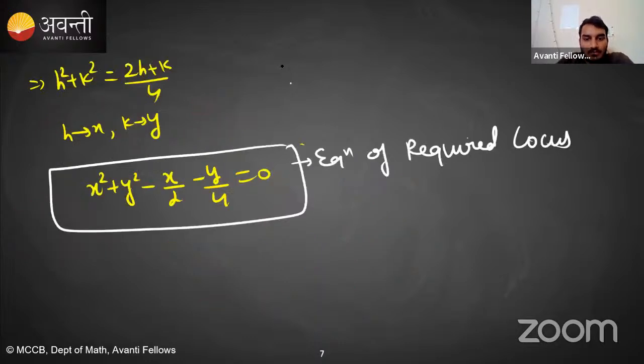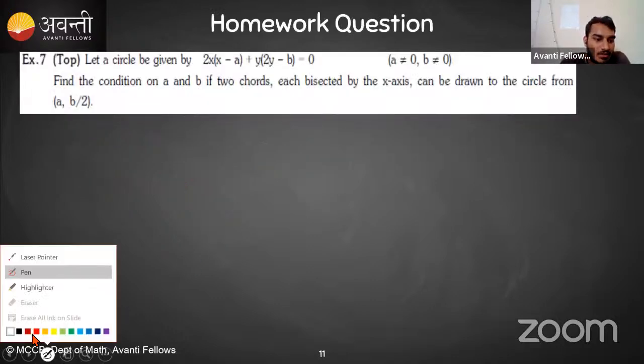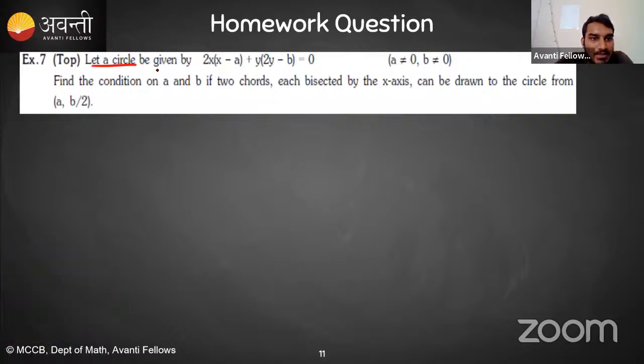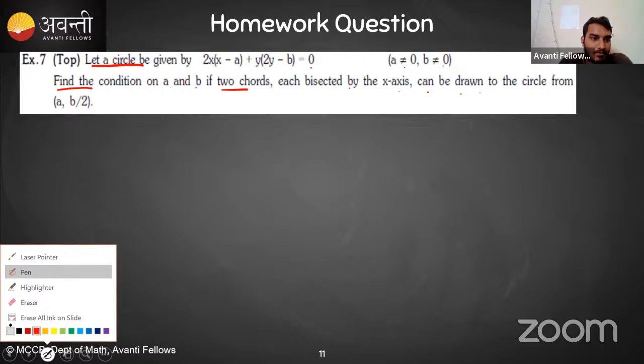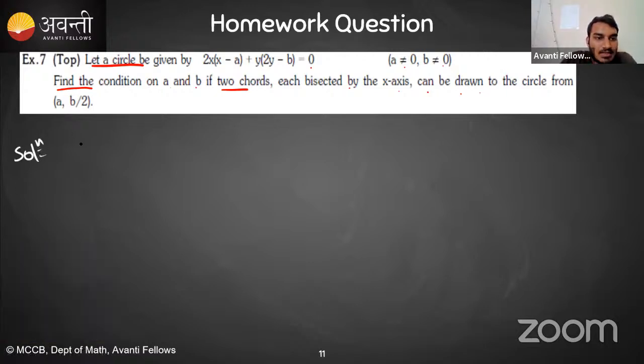So the next question. This question also I gave you in the homework, right? The question was: a circle is given by 2x into x minus a plus y into 2y minus b equal to 0. It is given that a is not equal to 0, b is not equal to 0. Then the question asks us to find the condition on a and b if two chords, each bisected by the x-axis, can be drawn to the circle from the point a, b. So first, what is the equation? The circle is 2x into x minus a plus y into 2y minus b is equal to 0.